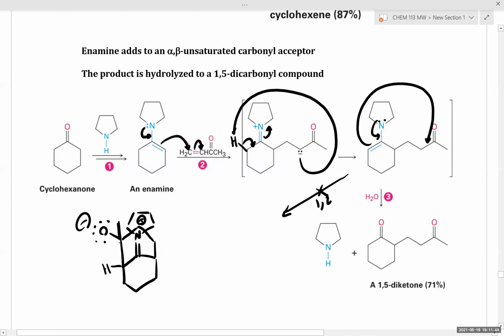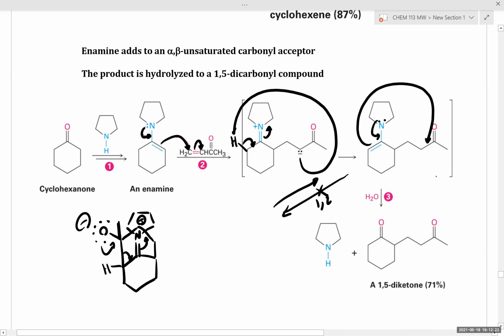So this 1,2 addition is reversible, and we can easily kick out our enamine as a leaving group to reform our enamine starting material. So just like running an aldol reaction on a congested substrate, or trying to form a very hindered stereocenter, addition of our enamine into our carbonyl is not favored. So this enamine can then be hydrolyzed under acidic conditions to unmask our desired diketone.